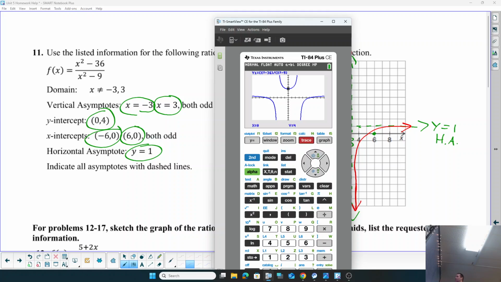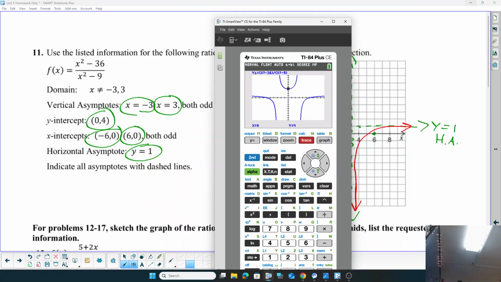And a y-intercept at 0, 4. We did it right. Woo, we did it right. See if we have time for one more. Yeah, we got time for one more.